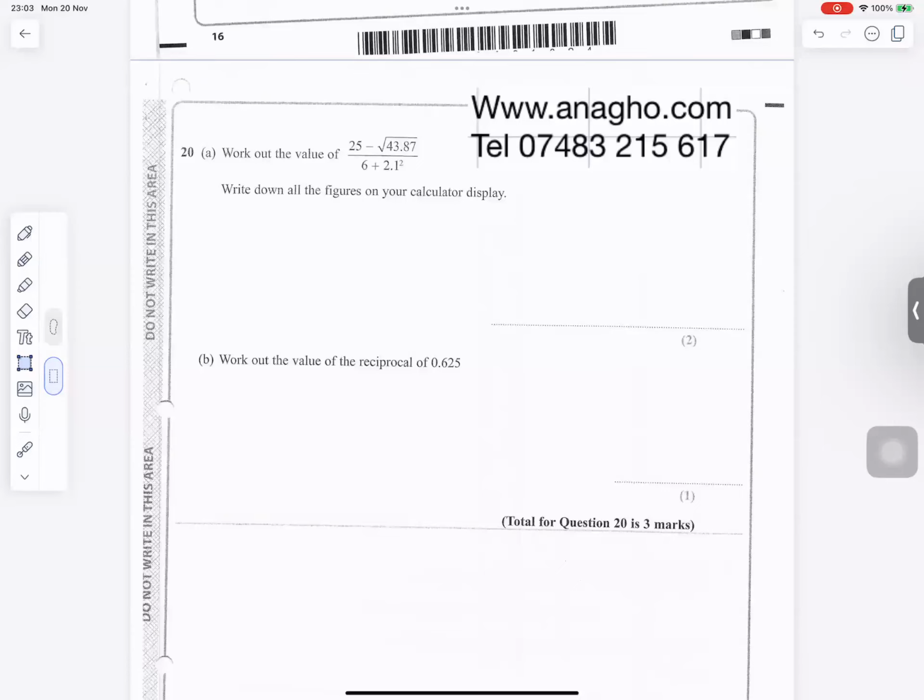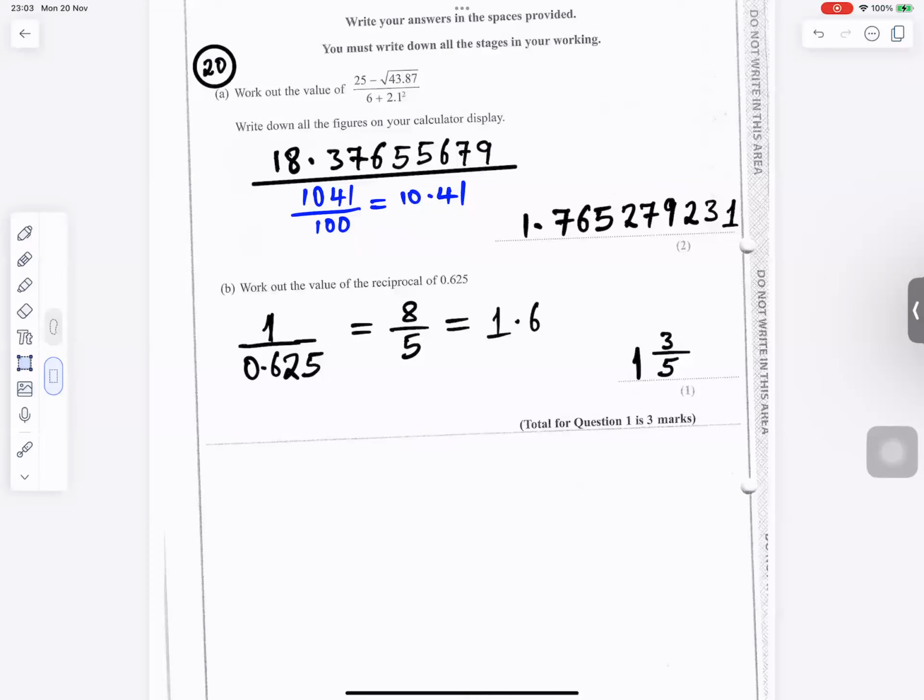Question number 20. To do this question, you work out the top number. You do the top part in your calculator, you get the answer. And you do the denominator, you get the answer. And then after, you divide them. Don't put it all in at once unless you use brackets.